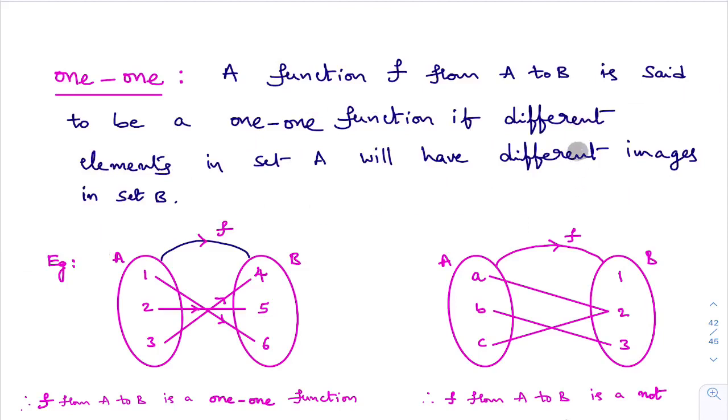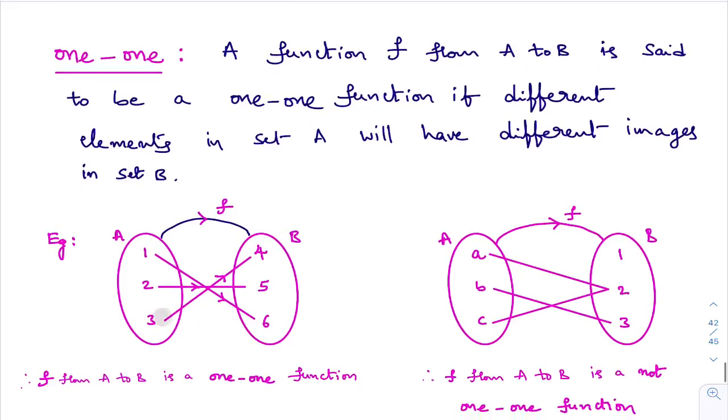Got the point? Different elements in set A will have different images in set B. What is a 1-1 function? I'm asking you, please reply. Different elements in set A will have different images in set B. Then the function is known as a 1-1 function. A 1-1 function is also known as an injective function. We'll see a few examples of a 1-1 function.